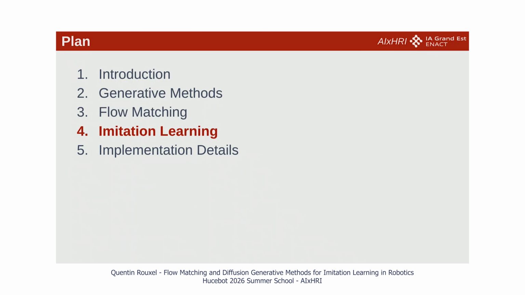So now I'm going to describe a bit more imitation learning. If you have any question about flow matching or generative methods, it's the right time to ask, because after that we will assume that you understand this. We can talk about how they are used for imitation learning. So do you have any question concerning flow matching? If not, we can go directly to imitation learning.